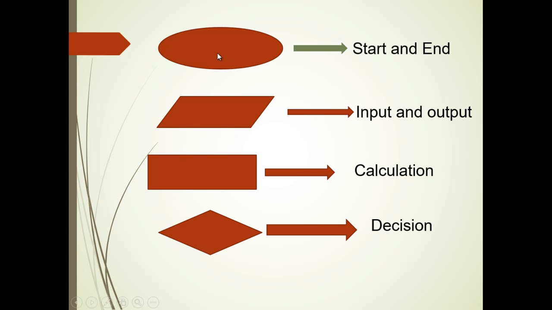This oval shape is used for starting or ending any program. If we start any program, this oval shape will be used. This parallelogram shape is used to input or output, like inputting values or outputting the sum. And this rectangle shape is used for calculation, like the sum or difference of digits.